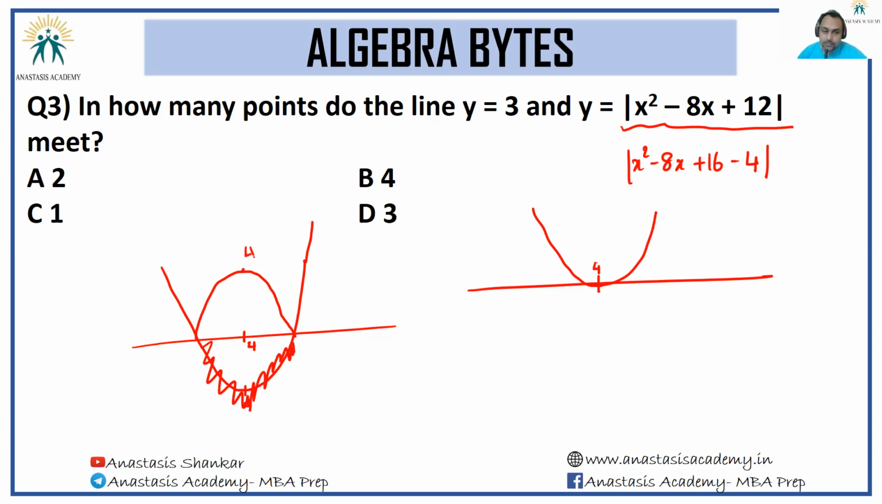This portion will become 4. Here it should have been minus 4. I made a mistake. I should have written down minus 4. But after it is modded, it will become 4.